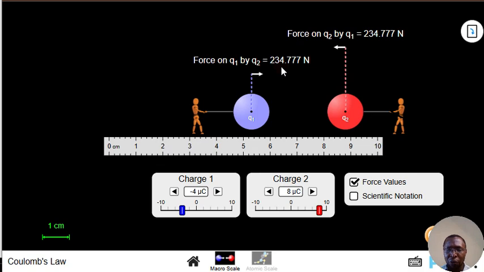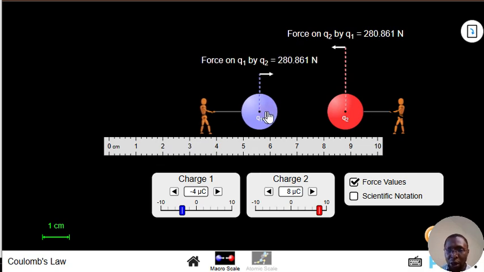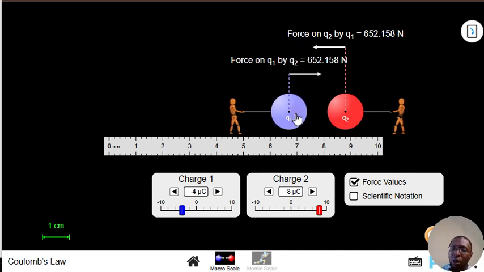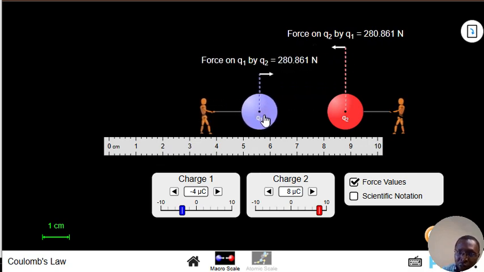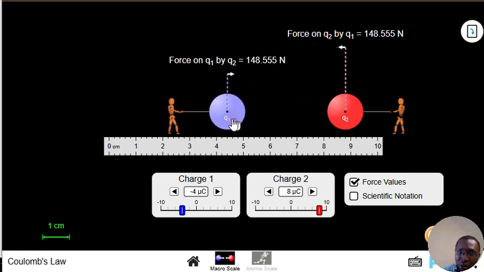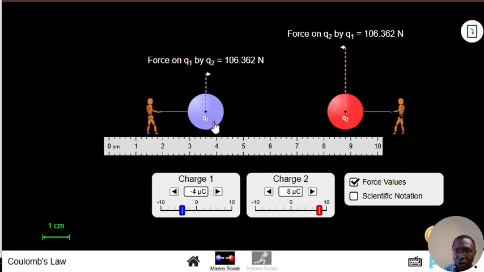the intensity of the force increases as the product of the charges increases, while the intensity of the force also reduces when the distance between them increases. When the distance between them reduces, the force between them increases. And when the distance between them increases, the force between them reduces. You could see it now. That's what the law is stating.